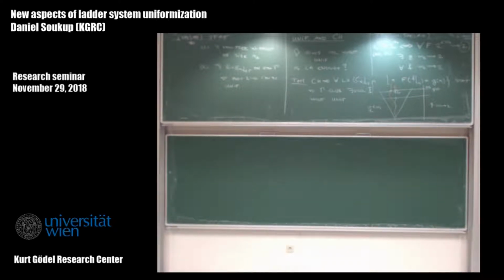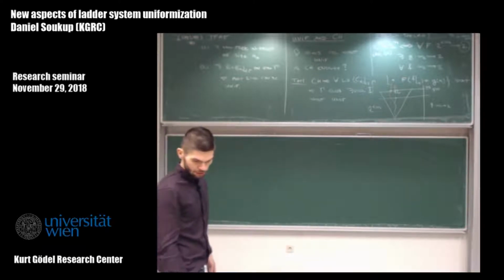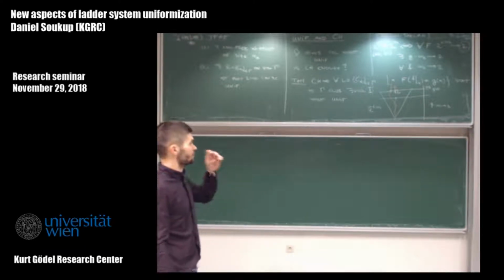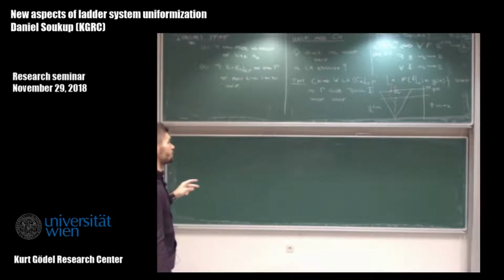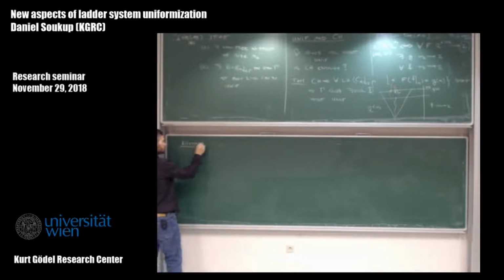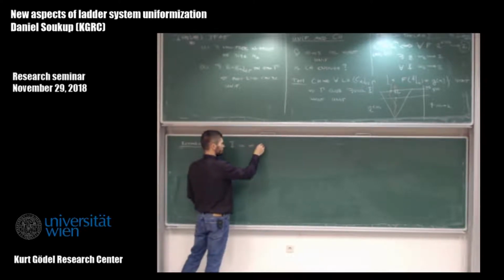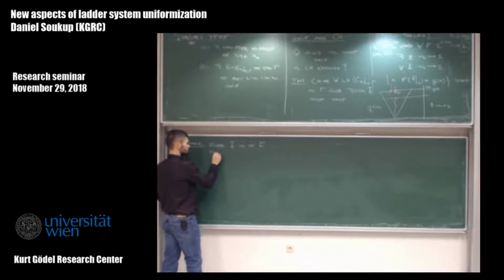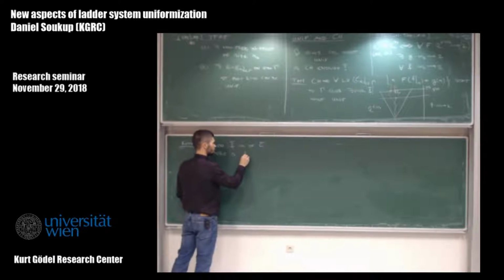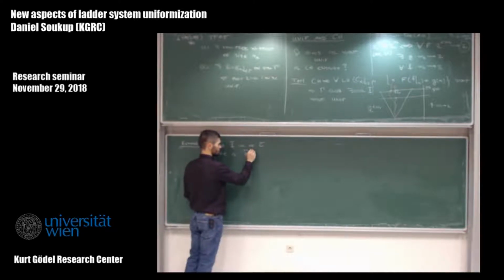Okay, so the last thing before we get into the new aspects of the ladder system uniformization part is something still about CH and uniformization. So why is this important? Actually, given a ladder system coloring, you can force a uniformization without adding reals. This is a remark at the end here. Given F, a coloring of C, there is P_F, let's say star.